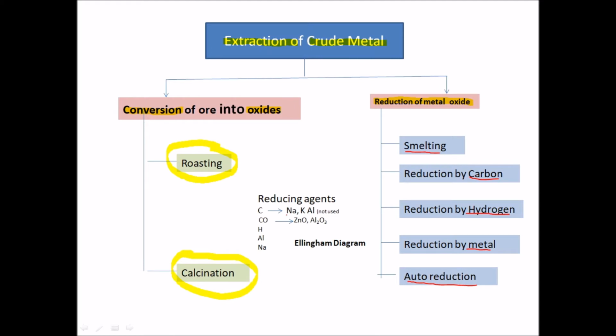The highly reactive metals like sodium, potassium, aluminium cannot use carbon as a reducing agent because the oxides of sodium, potassium, aluminium are more stable than the oxides of carbon, which is carbon monoxide, carbon dioxide. So, thermodynamically, the reaction will not be feasible. This will be dealt in the next video on Ellingham's diagram. In the case of zinc oxide, carbon monoxide can be used as a reducing agent. The other reducing agents we can use will be hydrogen, sodium, aluminium, etc.